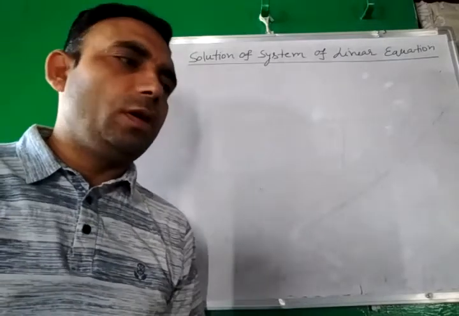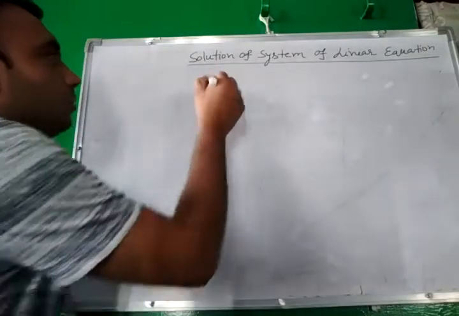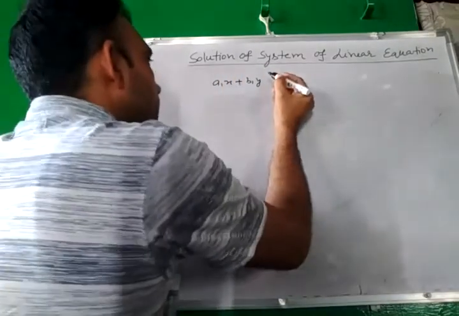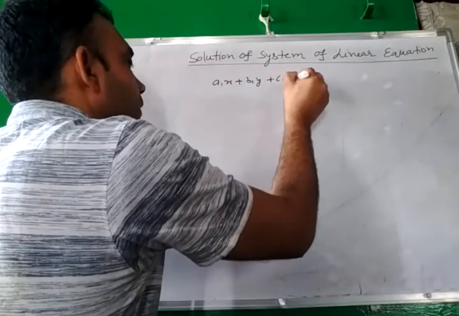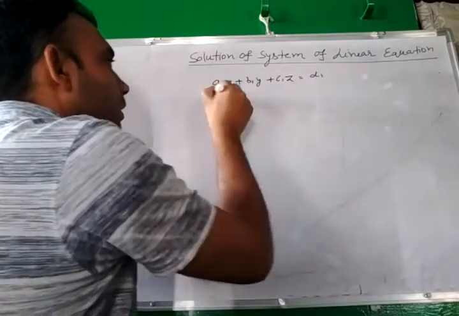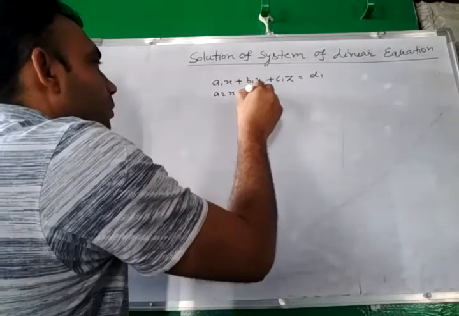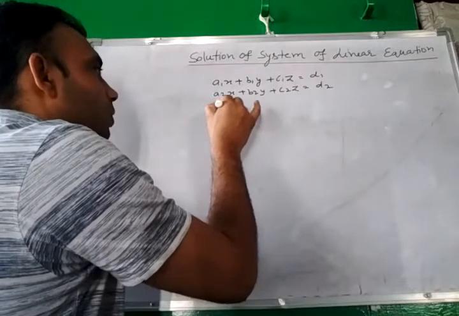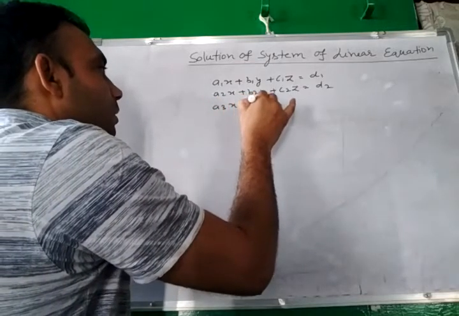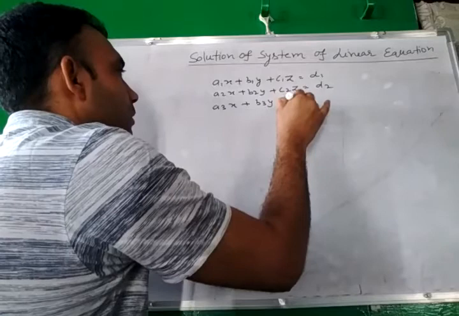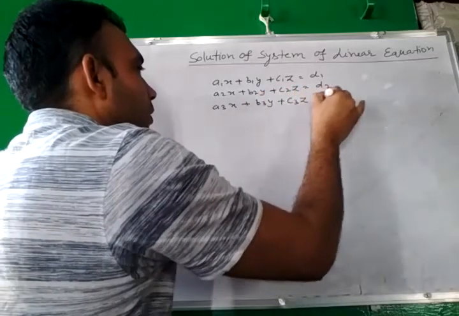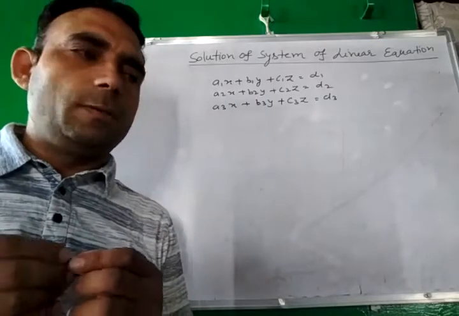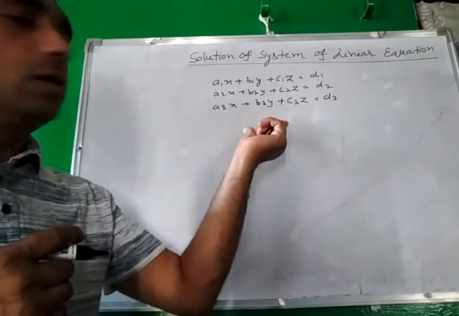Let us have a given system of linear equations: a1x + b1y + c1z = d1, a2x + b2y + c2z = d2, a3x + b3y + c3z = d3. This is a system of linear equations in 3 variables. Now we will arrange it in the form of a matrix.